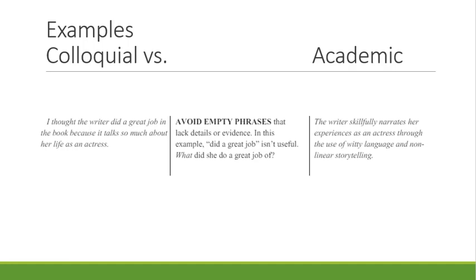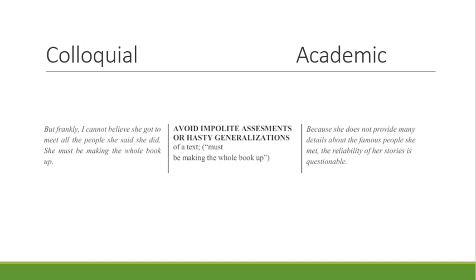First off here, colloquial, or more conversational in nature: "I thought the writer did a great job in the book because it talks so much about her life as an actress." The example here is avoiding empty phrases, ones that lack details or evidence. So what does "did a great job" mean? What did she do a great job of? Instead, you'd write, "The writer skillfully narrates her experiences as an actress through the use of witty language and non-linear storytelling."